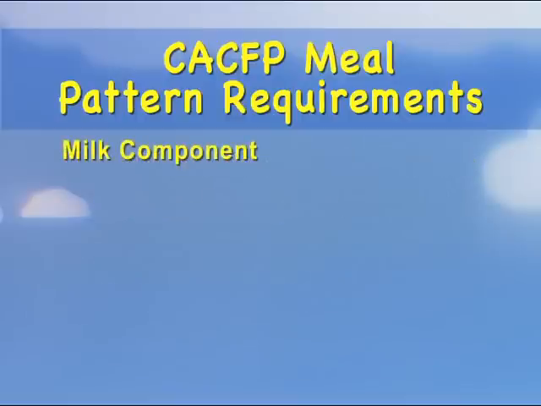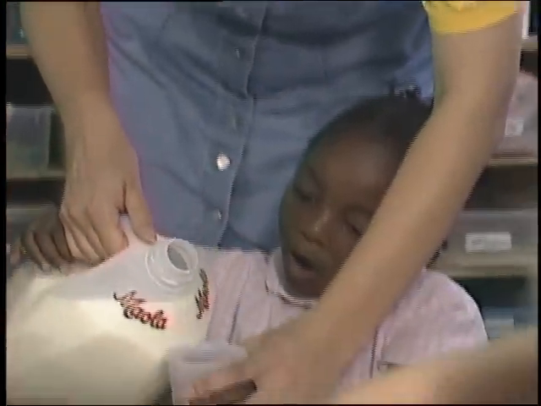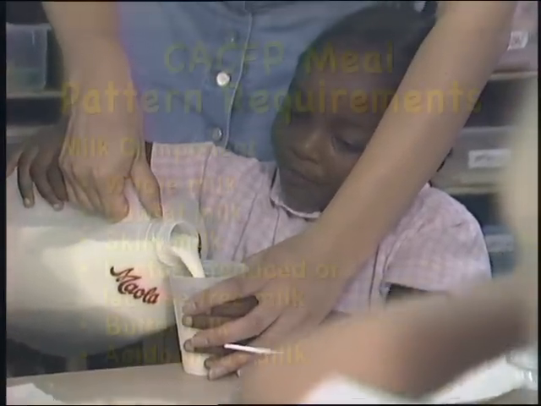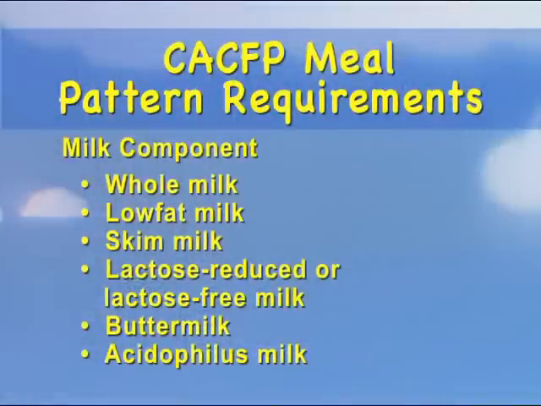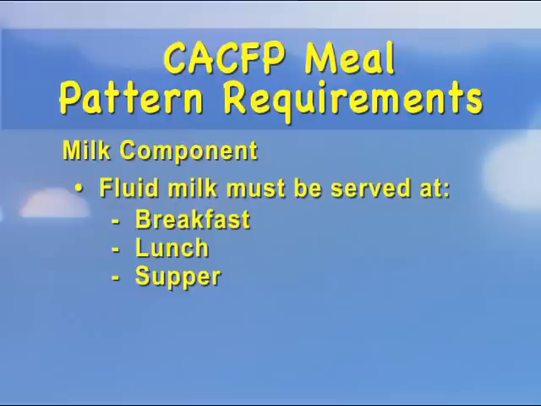The 4th component of the CACFP meal pattern is milk. Milk provides calcium, phosphorus, riboflavin, vitamins A and D. It is also an excellent source of protein and other nutrients. As part of the meal pattern, milk refers to fluid milk. The choices are whole milk, low-fat or skim milk, lactose-reduced or lactose-free milk, buttermilk, and acidophilus milk. Fluid milk must be served at breakfast, lunch, and supper.